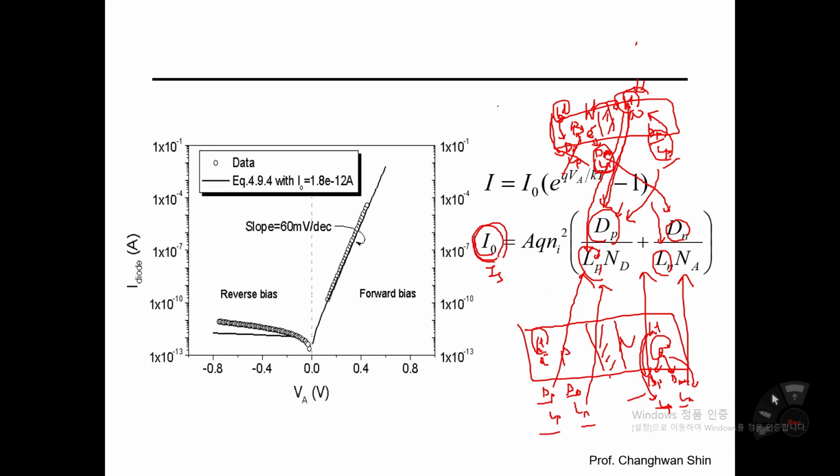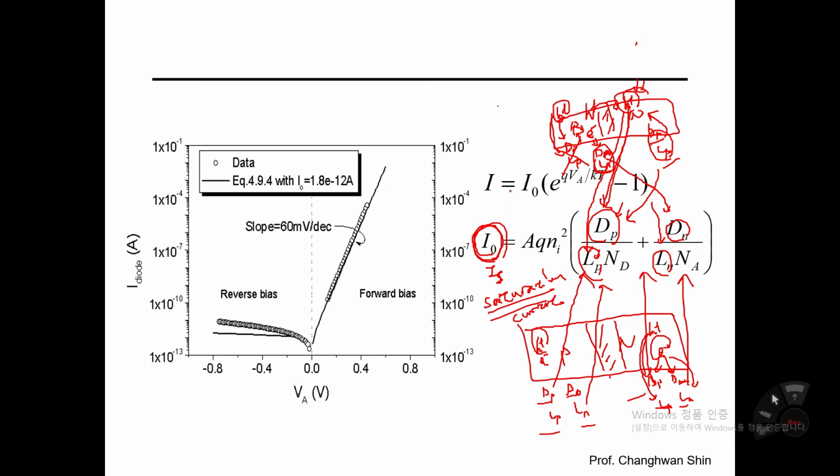One more note is I naught or IS is denoted as a saturation current. So you will see why it is called saturation current. The reason why I naught or IS is named as saturation current will come in the near future. So just take a moment to figure out the physical reason why saturation current is named as it is.